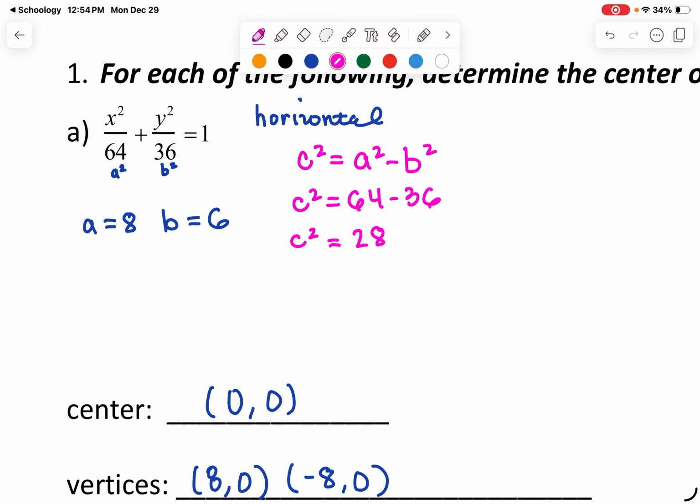Ouch. Now I need to square root to solve for c. Square root plus or minus. Okay. That is not a perfect square, but I am going to simplify it. 4 goes in there 7 times. So this is 2 root 7.